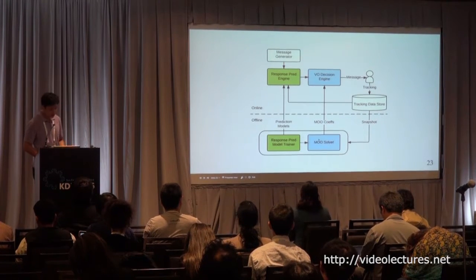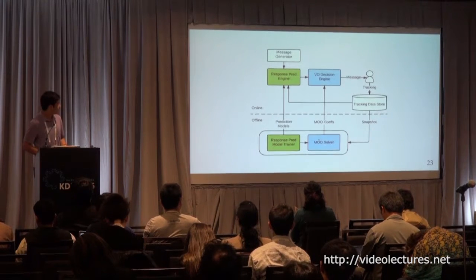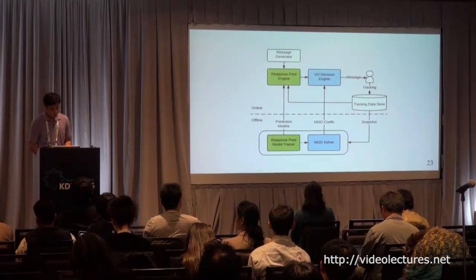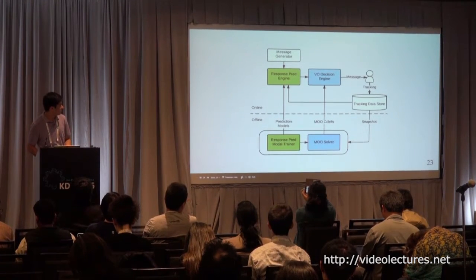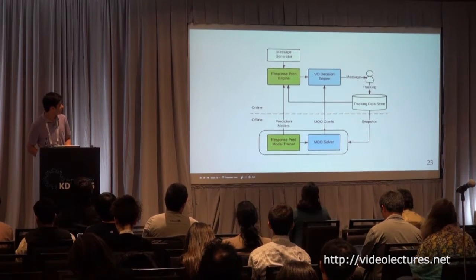The mu solver will then employ these models on the training dataset for basically getting the optimal mu coefficients, the mu star and nu star, which are passed to the VO decision engine.